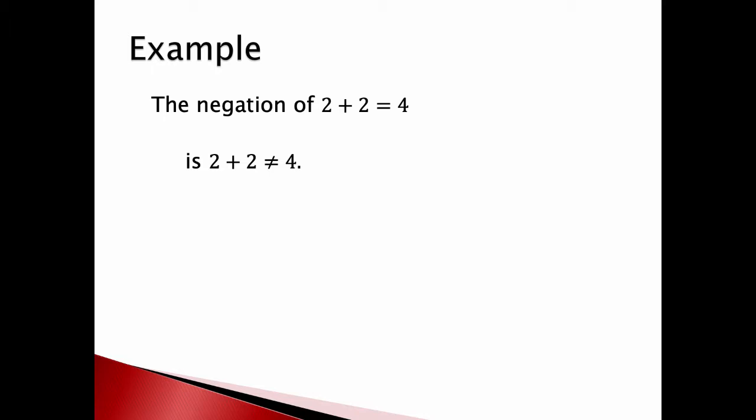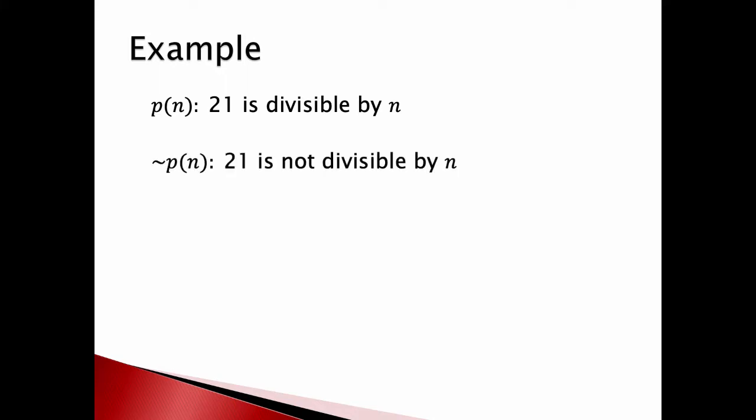Okay. In the homework, you'll have some opportunities to write the negation of statements, just to make sure that you're used to the way that English will work in negating a statement. We'll also spend some time working out these sorts of truth tables where we get a chance to see all the different possibilities of what can go on. For example, if P of n is that 21 is divisible by n, then of course its negation would be that 21 is not divisible by n.